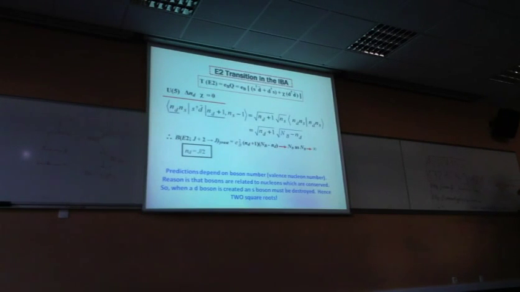I want to talk about E2 transitions in the IBA. If you want to have an E2 transition, you have to somehow generate 2 units of angular momentum. And this is the most general operator that does it. It has a term s dagger d, that destroys a d boson and creates an s boson. That's obviously a change of 2 units of angular momentum. You do the opposite, d dagger s, destroys an s boson, creates a d boson. Again, 2 units of angular momentum. And d dagger d can couple to several different angular momenta, one of which is 2. This is 2 d bosons. And there's an arbitrary parameter here linking these two.